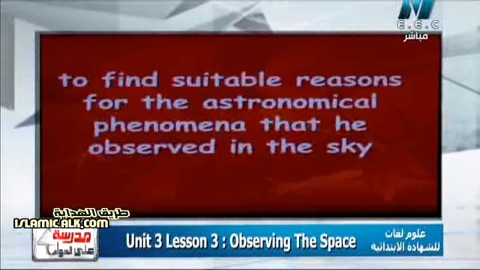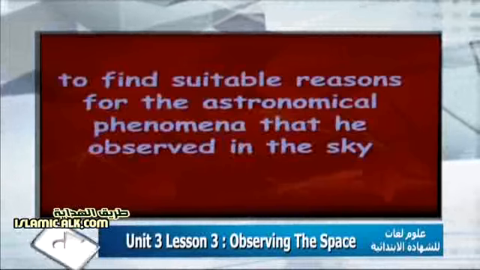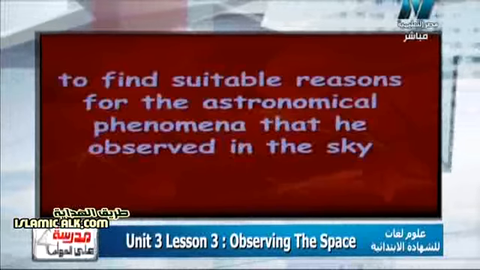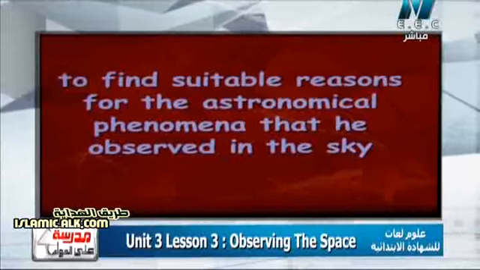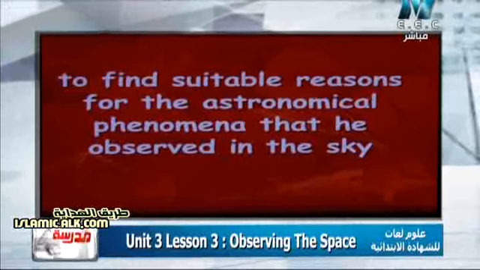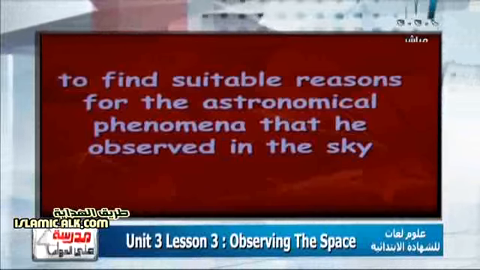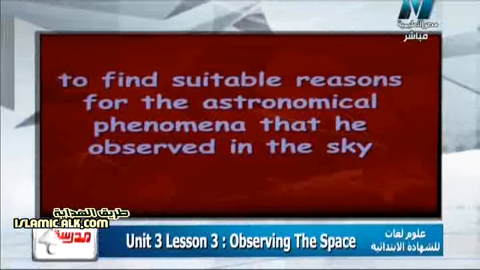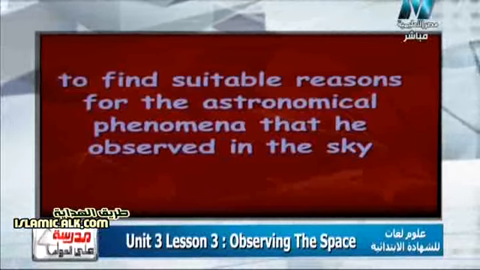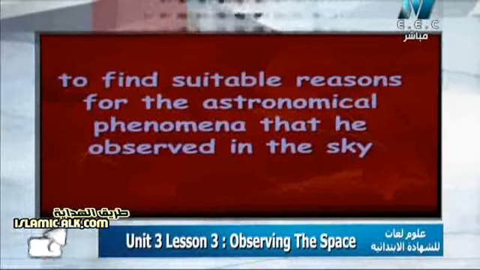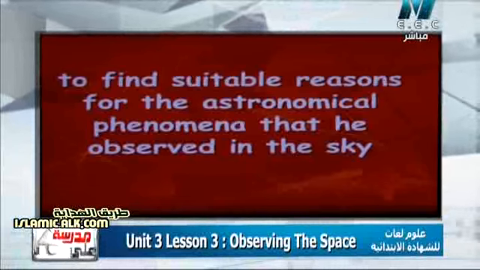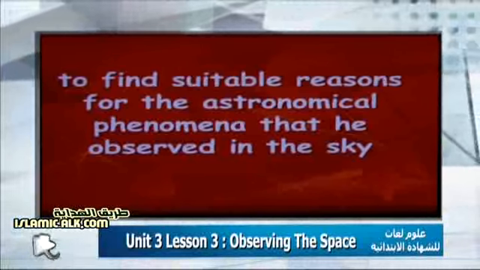The answer will be to find suitable reasons for the astronomical phenomena that he observed in the sky, such as what? Such as eclipse, whether solar or lunar, such as sunrise, such as sunset, such as falling of the rain, such as blocking sunlight by clouds, blocking sunlight by the moon, by the earth, and any phenomena he will find in the sky, he will search for the reasons for this phenomenon.